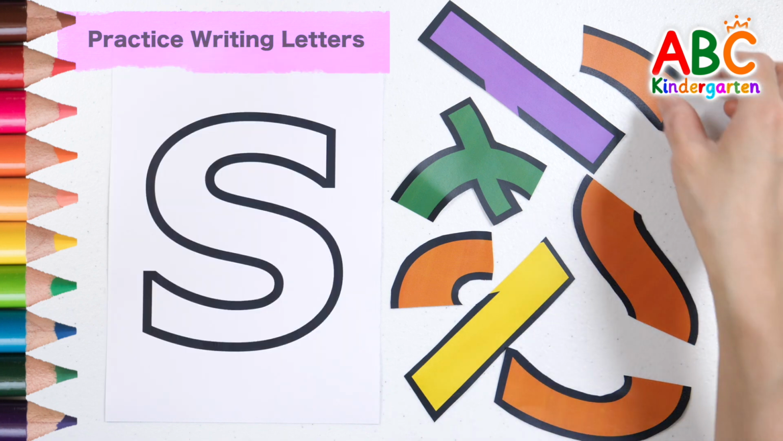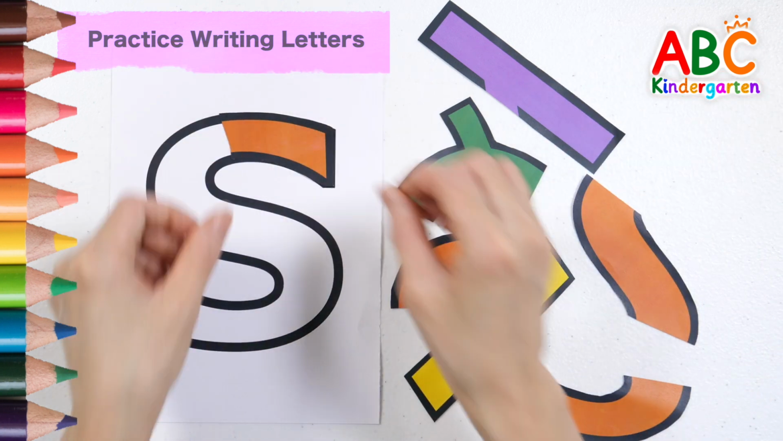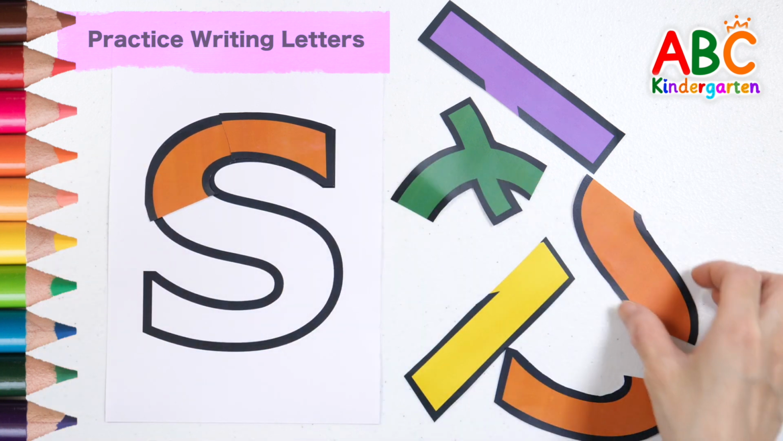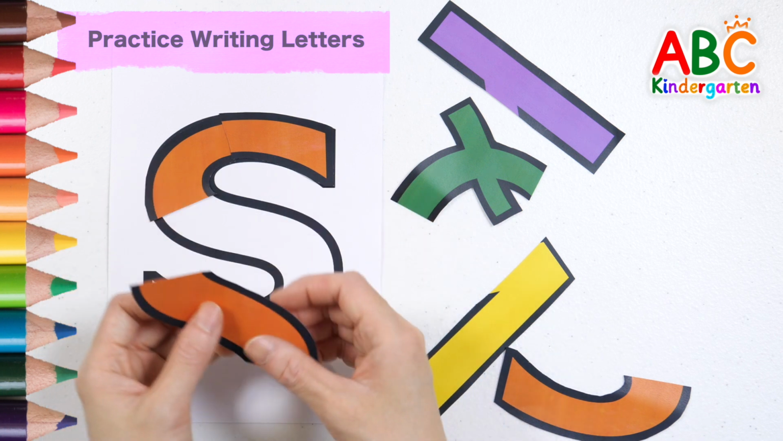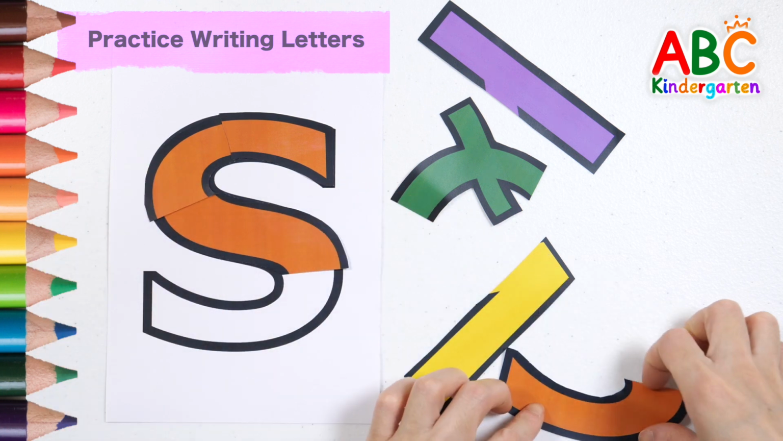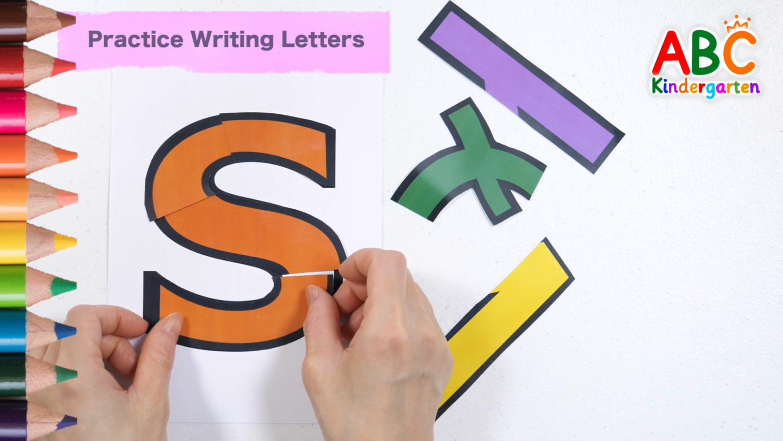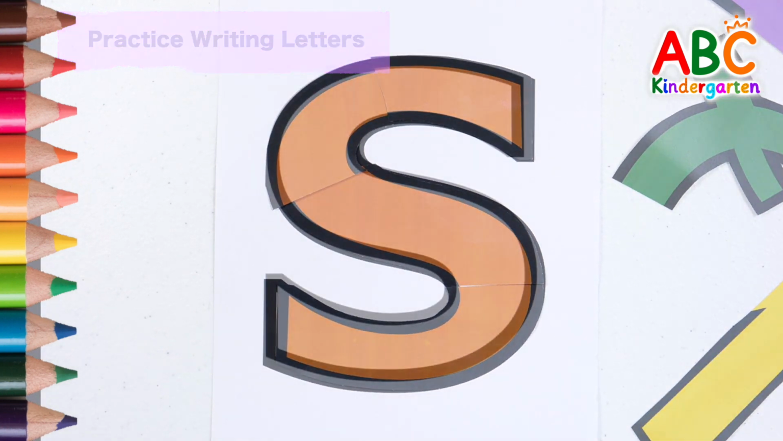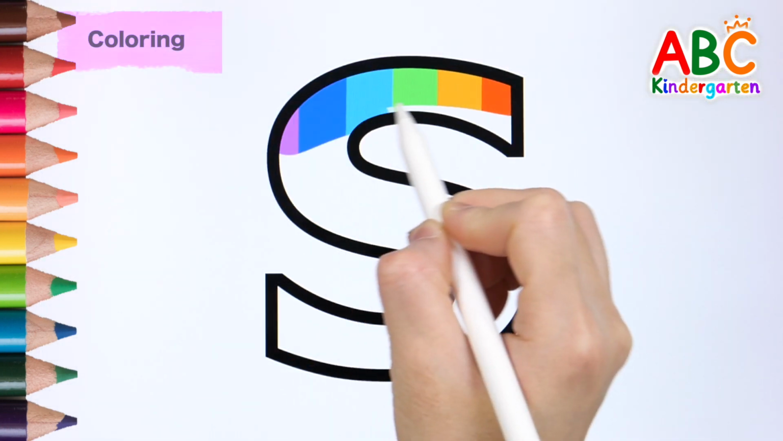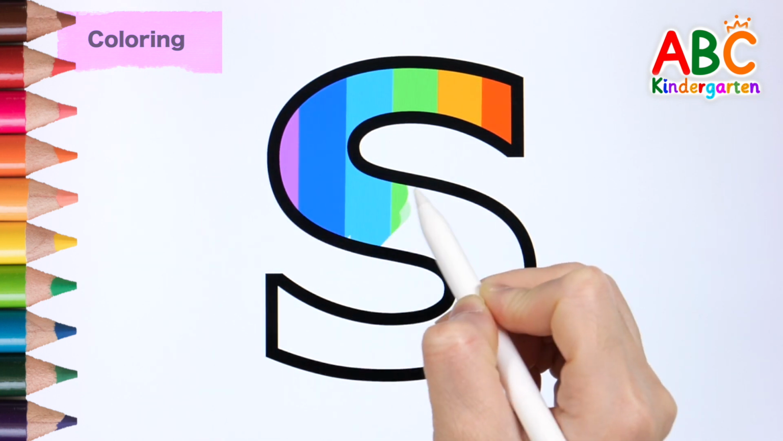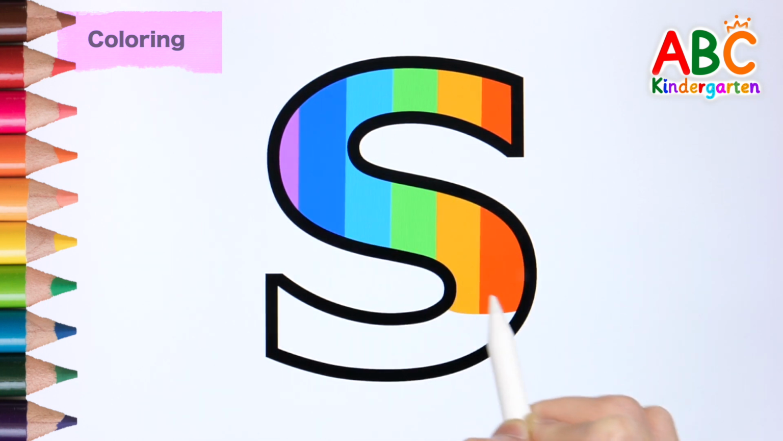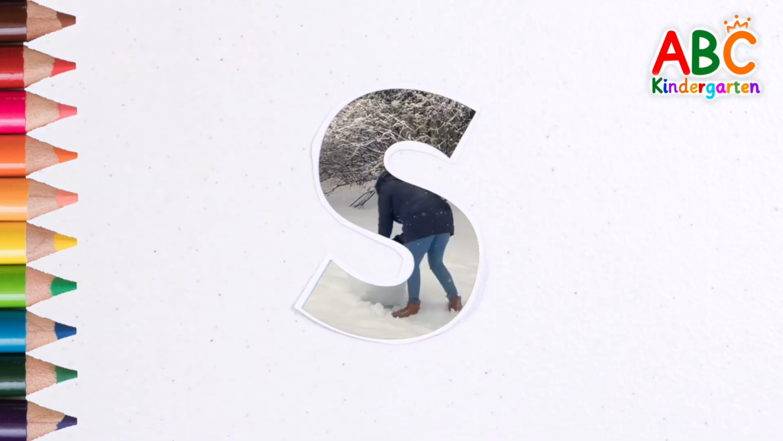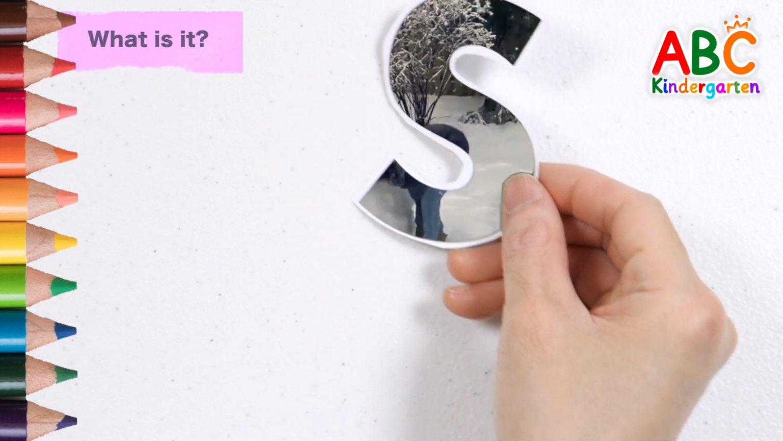S. Let's put the puzzle pieces together. The puzzle pieces came together to make an S. Shall we color the alphabet? Good job. What do you see behind the letter S?